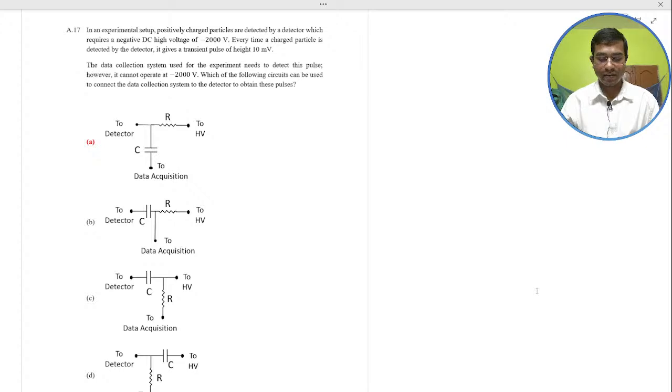The data collection system requires a voltage less than this, given as minus 2 kV. So it is impossible to do that by connecting a capacitor in parallel to the detector voltage source circuit. This will be wrong, because the capacitor should not be connected in parallel to the detector. So series should be the correct one. The capacitor will act as a battery with a voltage difference less than minus 2 kV.